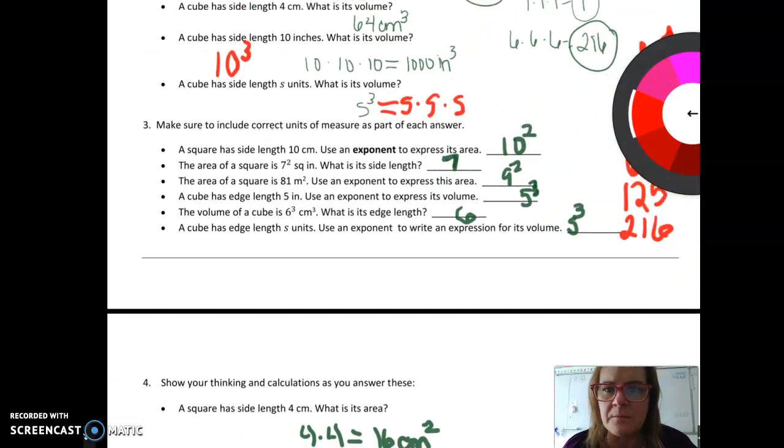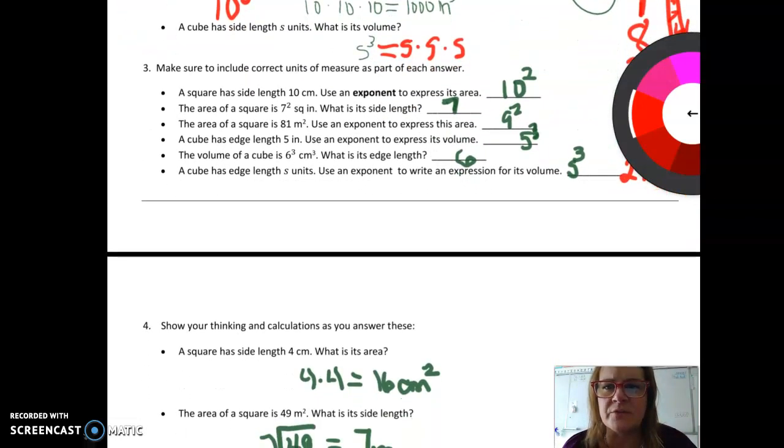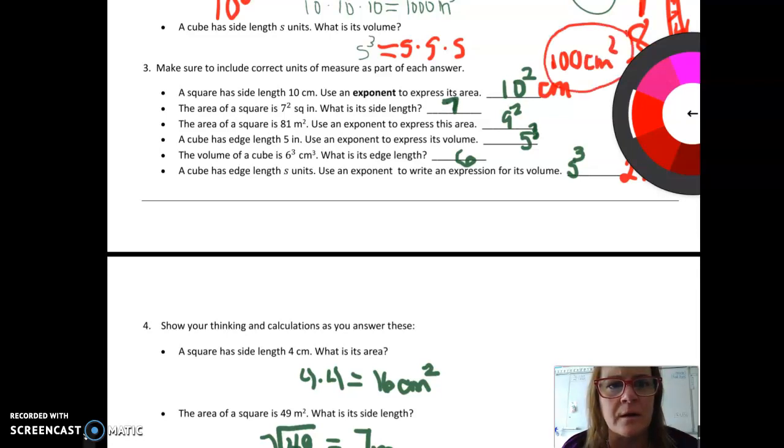All right, in number 3, we had to answer these questions making sure we include the correct units of measure. A square has a side length of 10 centimeters. Use an exponent to express its area. So area would be 10 times 10, and so it's 10 squared centimeters, or 100 centimeters squared.